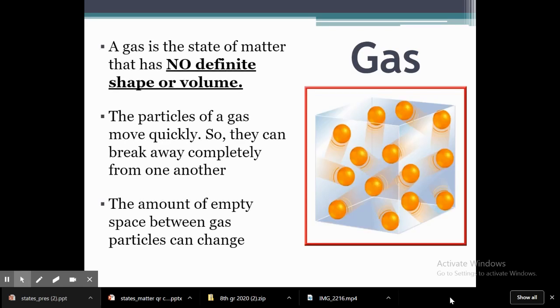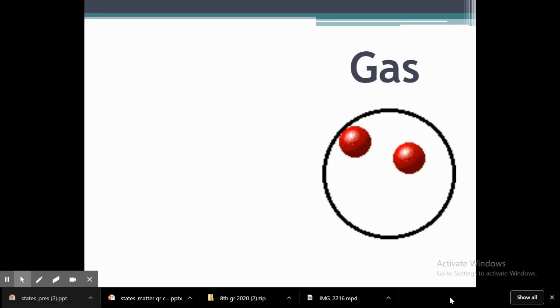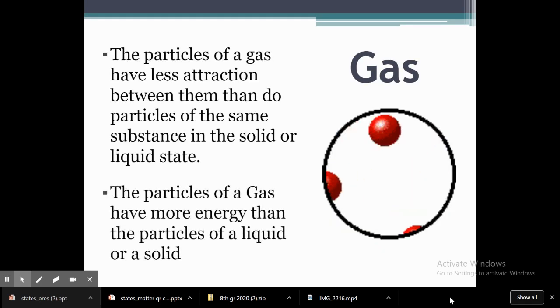Okay, a gas is the state of matter that has no definite shape or volume. The particles of a gas move quickly so they can break away completely from one another. The amount of empty space between gas particles can change. The particles of a gas have less attraction between them than do particles of the same substance in a solid or liquid state. The particles of a gas have more energy than the particles of a liquid or a solid.